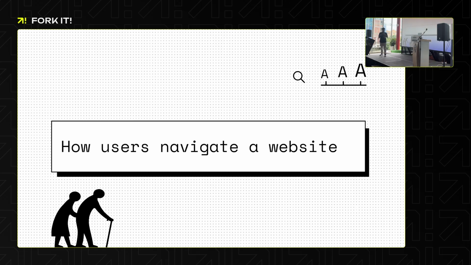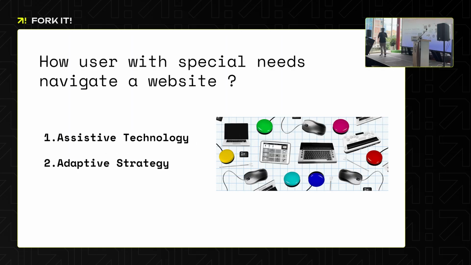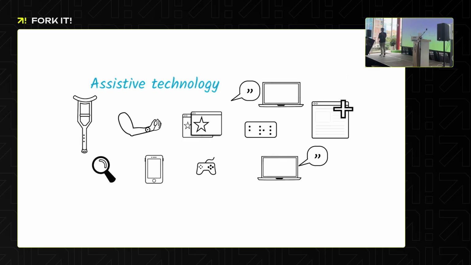The first one, people have two ways of navigating. First, using assistive technology, and the second one using adaptive strategy. When we're talking about assistive technology, we're talking more about the hardware, the software, etc. In the adaptive strategy, we're talking about how we offer our application to make it better for the users, etc.